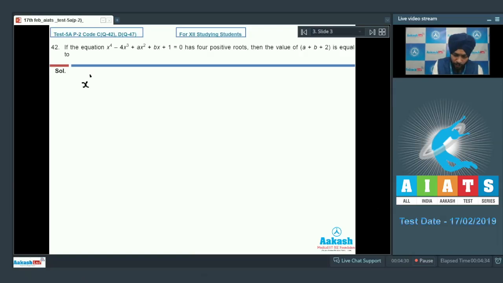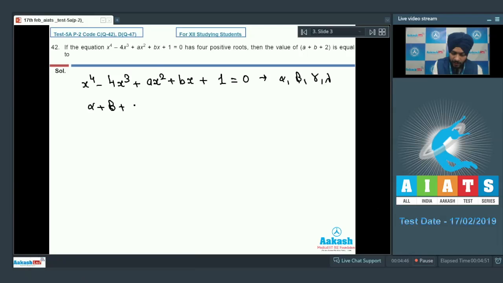So we have x power 4 minus 4x cube plus ax square plus bx plus 1 equals 0. Let the roots be alpha, beta, gamma, lambda. So what is the sum of roots? Alpha plus beta plus gamma plus lambda is minus the coefficient of x cube divided by the leading coefficient, that is equal to 4. So from here I have alpha plus beta plus gamma plus lambda whole divided by 4 equals 1. That means the AM of the 4 roots is 1.